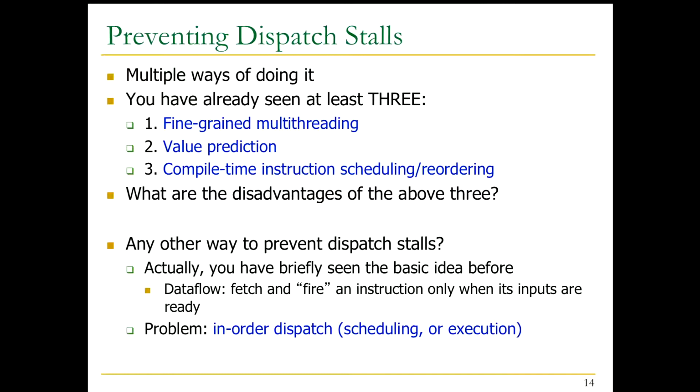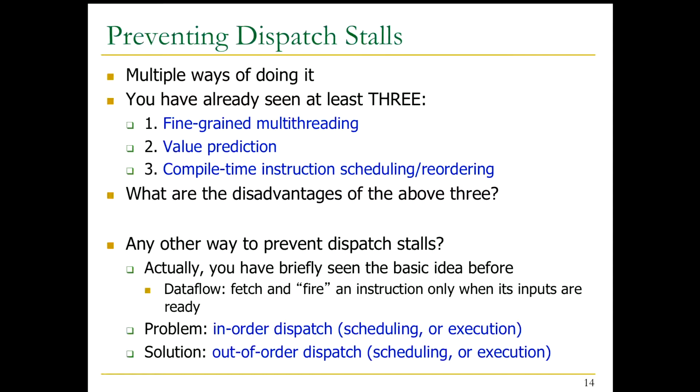Basically, we're going to get rid of in-order dispatch and do out-of-order dispatch. We're going to figure out whether the inputs of an instruction are ready by doing some bookkeeping on the side, which I'm going to describe. And if the inputs are ready, we're going to dispatch that instruction at that time. We're not going to dispatch the instruction based on the order. We're going to dispatch the instruction based on whether or not its inputs are ready. Make sense? So it's really a data flow principle going into the control flow architecture.